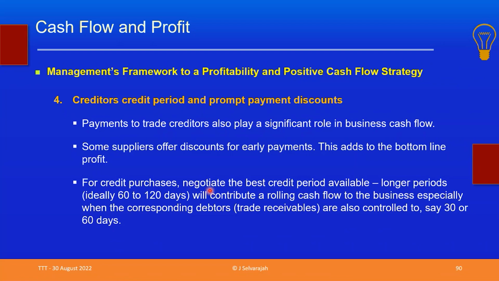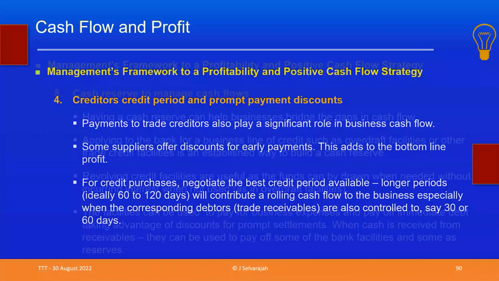And for credit purchases, negotiate the best credit pay available. If you really need it and you don't have supplier credit financing, all right, supplier financing arrangement, sorry, you probably ask for a longer credit period. So that will enable you to collect and pay the creditors. You have a better rolling cash flow, all right? And therefore, when the corresponding debtors, the receivables, pay you in 30 or 60 days, you got a buffer there before you pay them. In case anyone delays, you don't have a crunch in the cash.